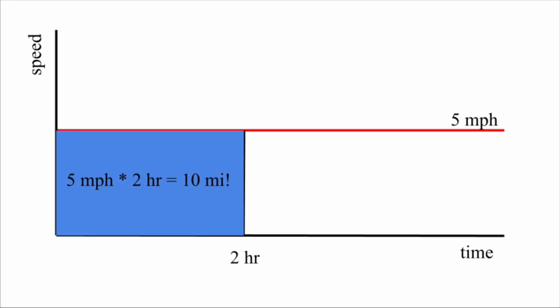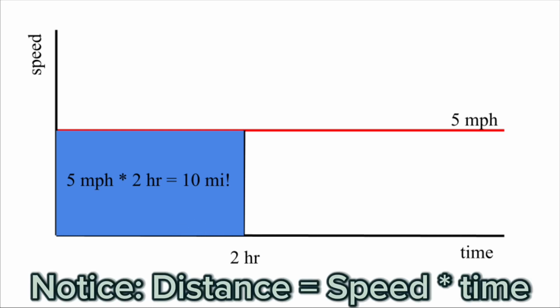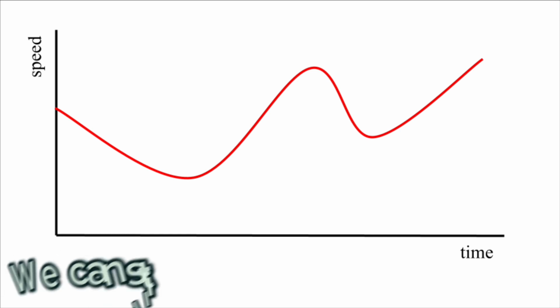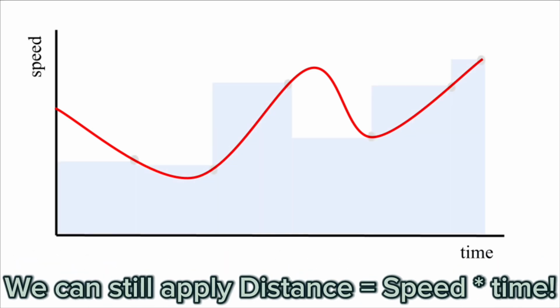Furthermore, the area under the speed versus time graph is precisely the distance traveled. Now, is this area idea a coincidence, or can we actually apply it to any graph, even with changing speed? Well, it turns out that we can use the same area idea no matter what the graph looks like.